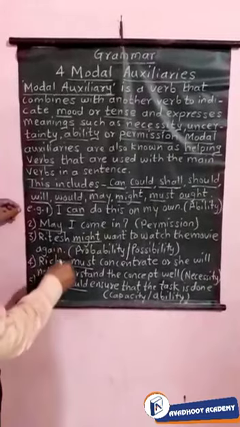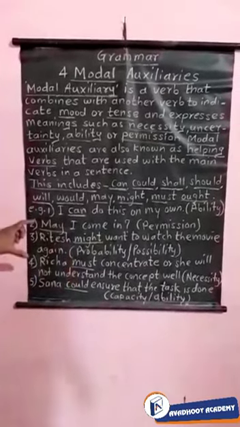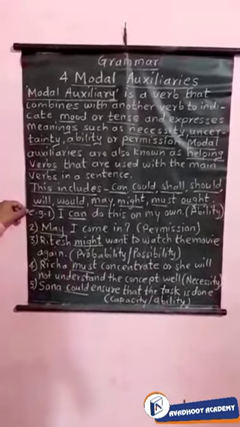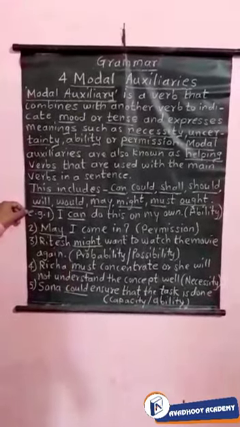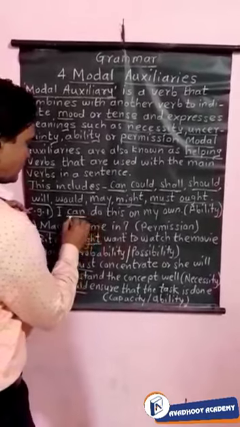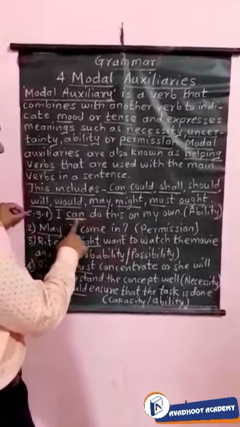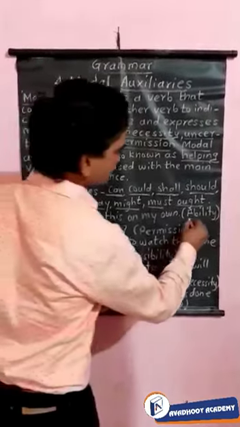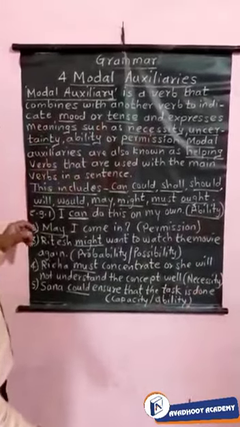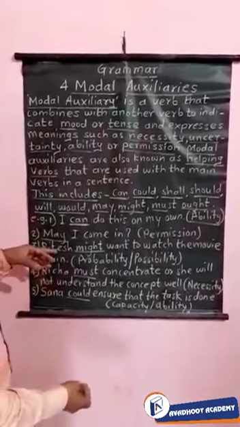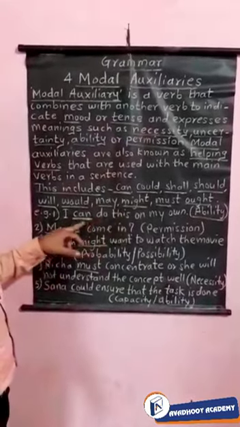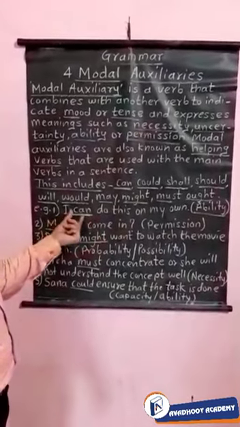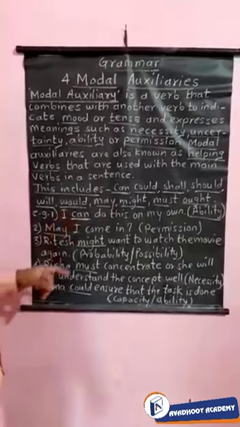So first, here we are going to take some examples for the modal auxiliaries. First one: I can do this on my own. Here can is underlined because it is a modal auxiliary. But what does it express? It expresses ability. I can do this on my own, because can expresses his ability here.